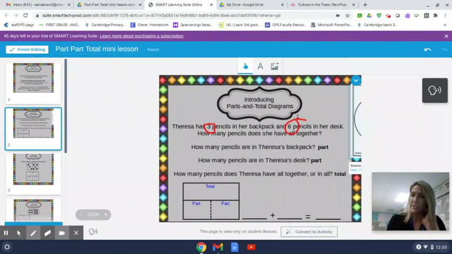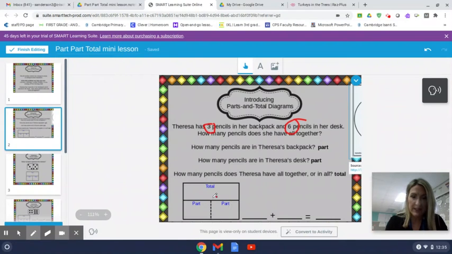We've got 2 numbers here. She has 3 pencils in her backpack, 6 pencils in her desk. How many pencils does she have altogether? Well, what are we going to do with those 2 numbers? We're going to take the 3 pencils and the 6 pencils and add them together to count all of the pencils. So the first part, here's our part total diagram.